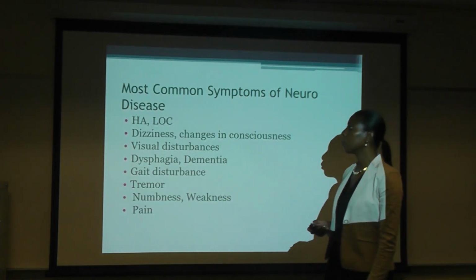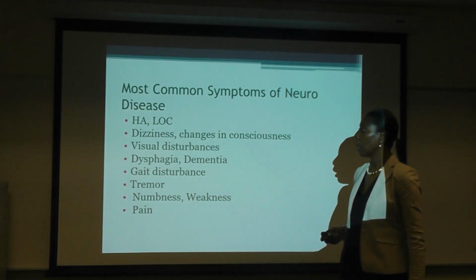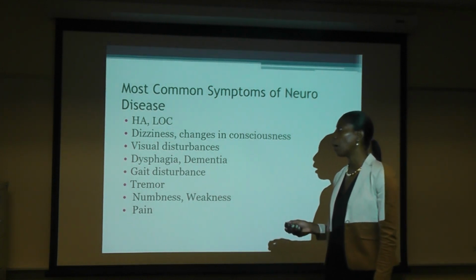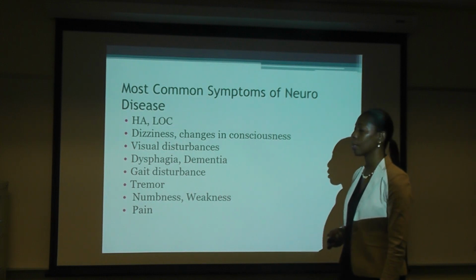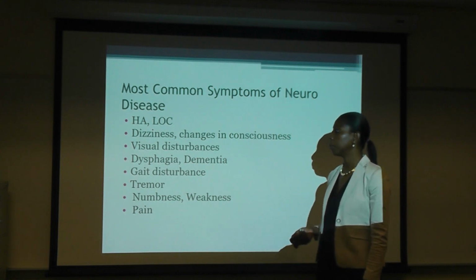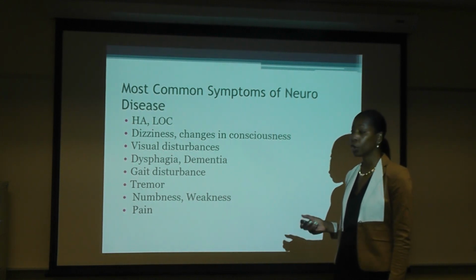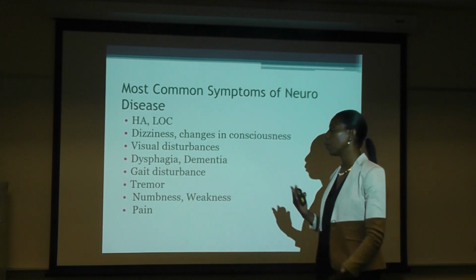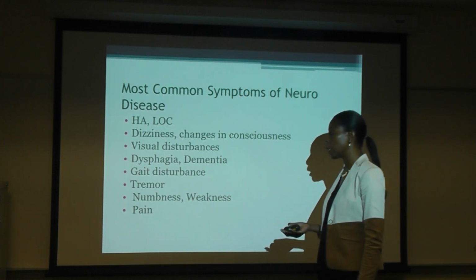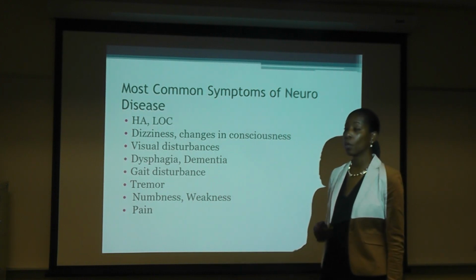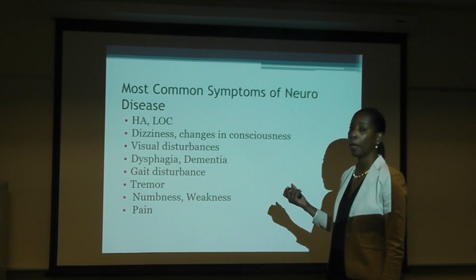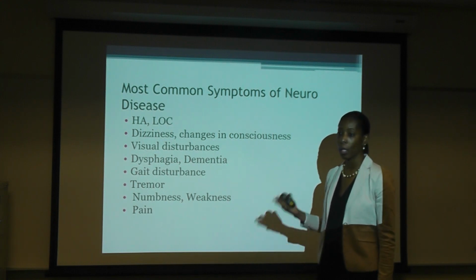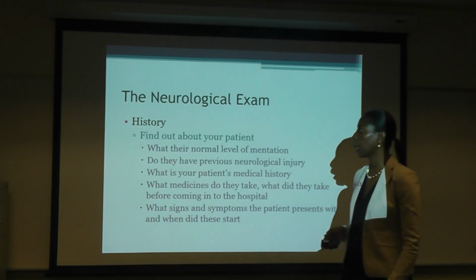Okay? So now I'm going to move into neuroassessment, okay? The most important things that we want to look at in neuroassessment are headache, loss of consciousness, dizziness, very important, okay? Dysphagia, difficulty swallowing, dementia, difficulty with memory, gait disturbances, whether it's a spastic gait or scissor gait, tremors, are we shaking for any reason, numbness or weakness, pain. Those are the things we're looking at in a neuro patient to try to depict which part of the nervous system is being implicated in which disease process. Okay?